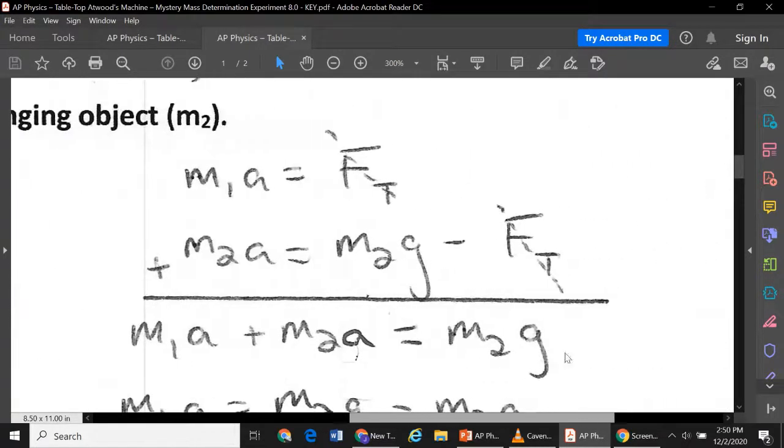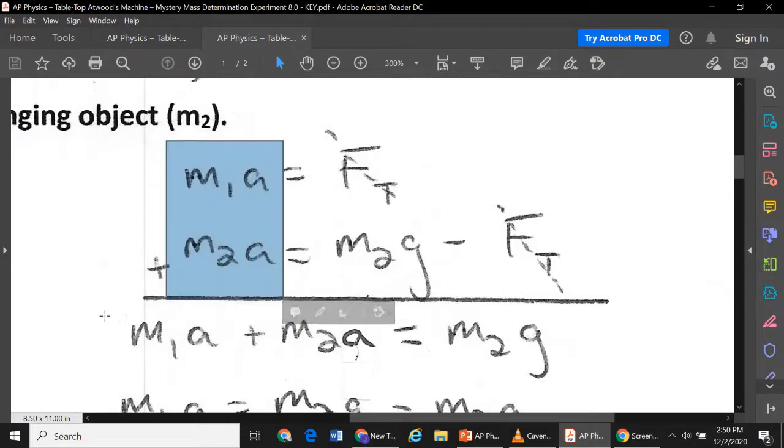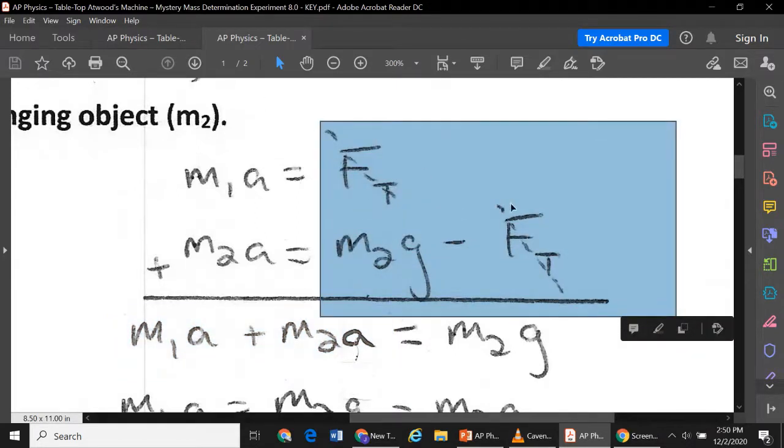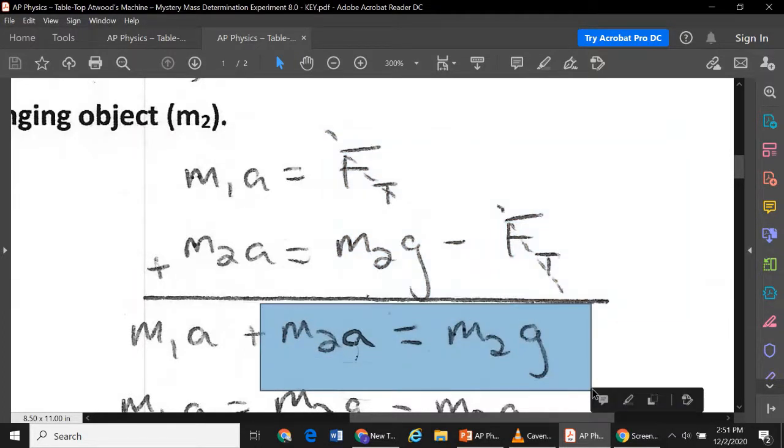And so to combine these equations, we add them. Notice, adding the equations, literally stacking them on top of each other and adding them. On the left-hand side, you literally just have the sum of those two terms. So that's going to be m1a plus m2a. And on the right-hand side, the tensions cancel, and we're just left over with m2g. It's just the weight of that hanging object. And so now notice what's a little annoying about this equation, but not overly complicated, is we have an m2 term on both sides of the equation.